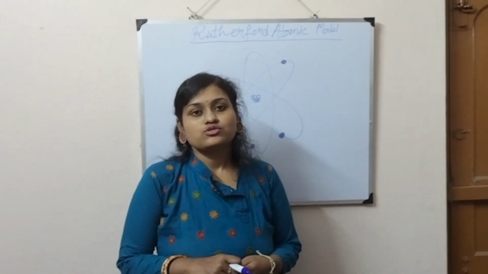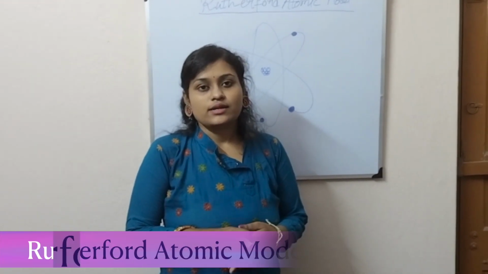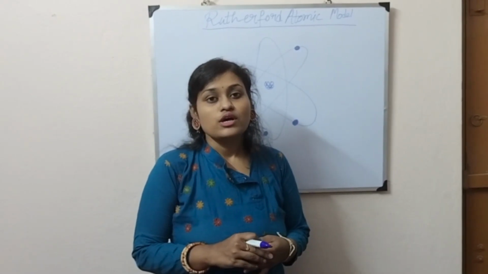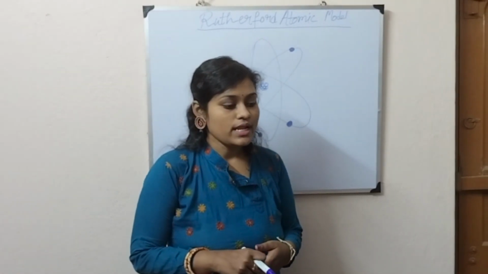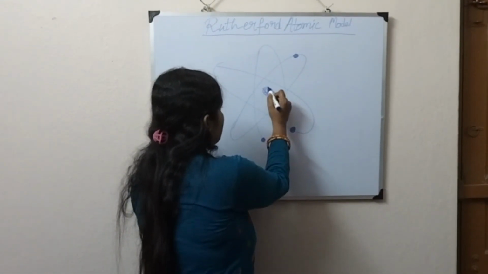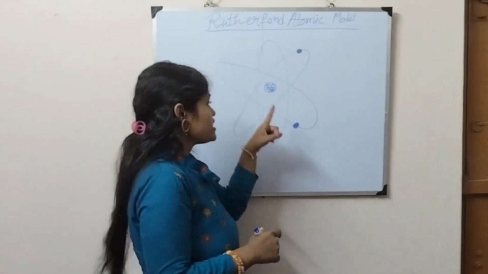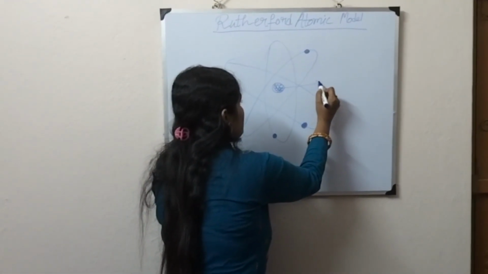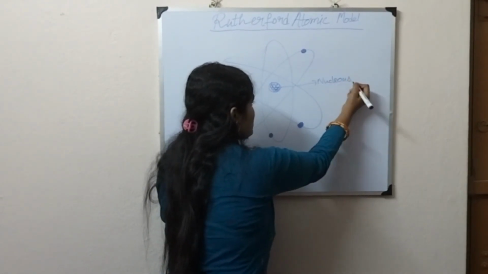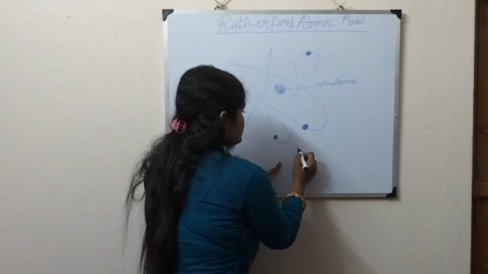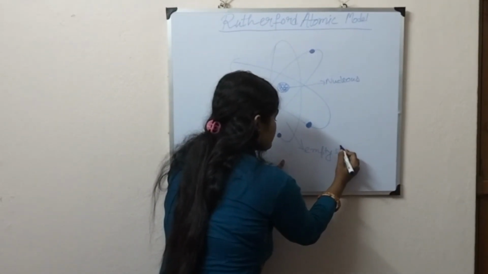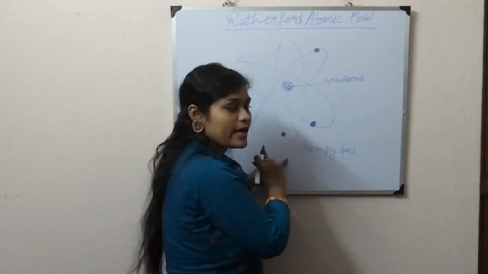Hi everyone, so today we will study the Rutherford atomic model. Rutherford is the first scientist who discovered the atomic model. First he discovered that there is a dense part, that is the nucleus. Then there is some empty space. So this is the Rutherford atomic model.